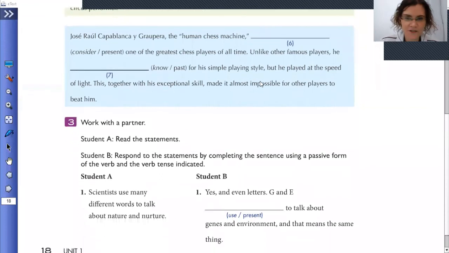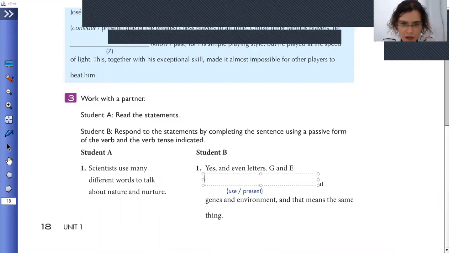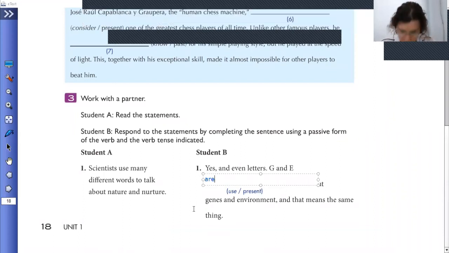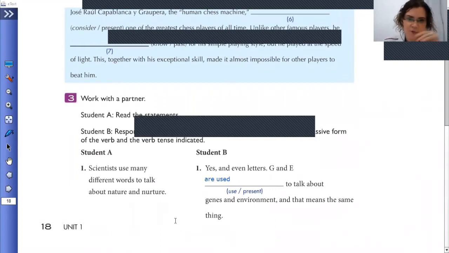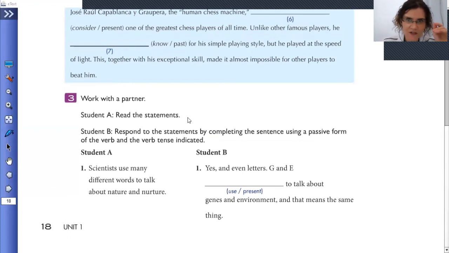Okay, now we continue straight up here. This is the same thing. We use the word use in the present, and even letters G and E. This is a plural form. How do we do this? This would be are, yeah, because G and E is a plural form, so are used. Remember, the first verb shows what the tense of the sentence is. So it's are used. Okay, it brings us to the next page.